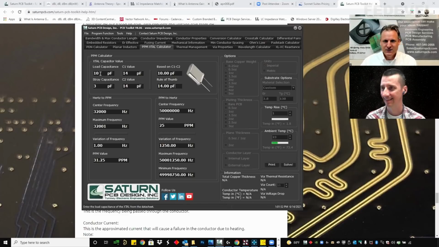But bottom line is, if you look at your load capacitance in your data sheet, it's typically 8 pF, or 8 picofarad. And my straight capacitance will tell you basically what those are. Rule of thumb. Yeah, rule of thumb.